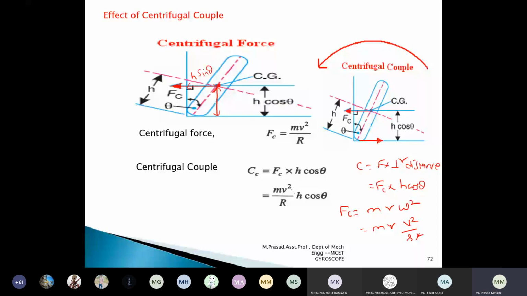Here I am using capital letters. Okay. This is the formula for the centrifugal force. m v square by r into h cos theta is the centrifugal couple. Now if you see, both the centrifugal couple and the gyro couple act in the anti-clockwise direction.